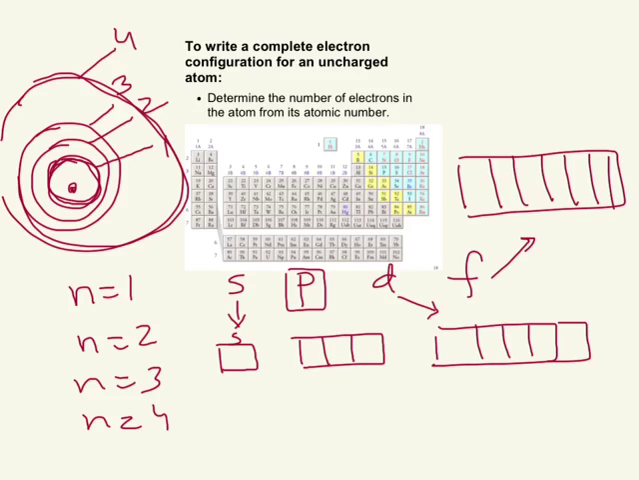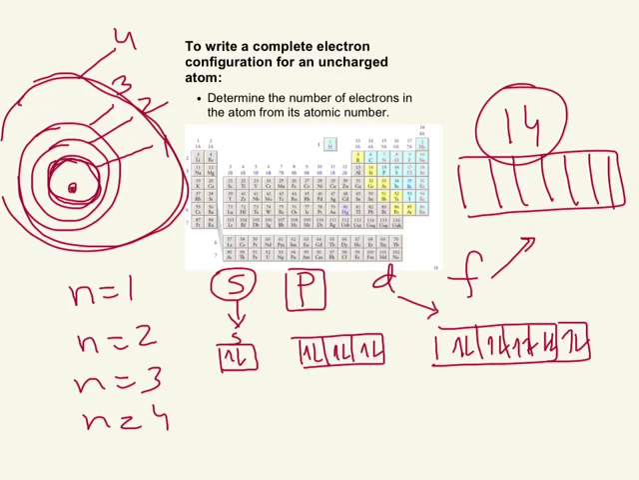Each orbital can hold a maximum of 2 electrons. That means in the s subshell we can have only 2 electrons. In the p subshell, which is made up of 3 p orbitals, and since each orbital can hold 2 electrons, p can have a maximum of 6 electrons, d can have 10, and f 14. So these are the ways electrons are filled in the different energy levels.